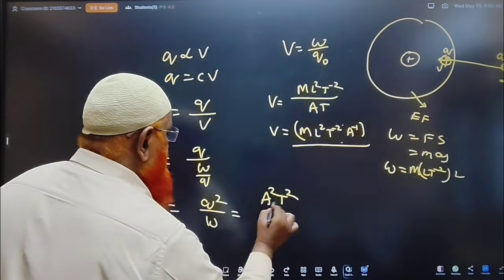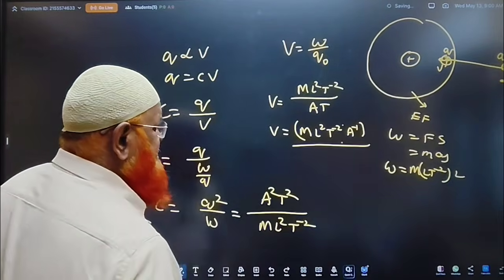Q square is A square T square, and W is M L square T power minus 2.